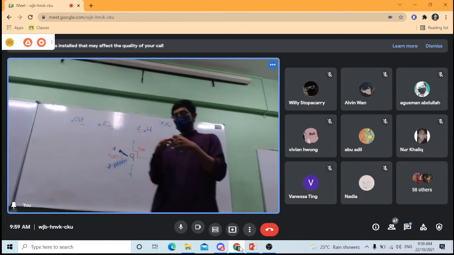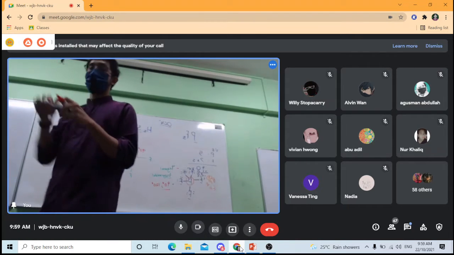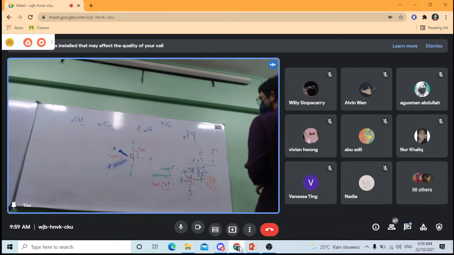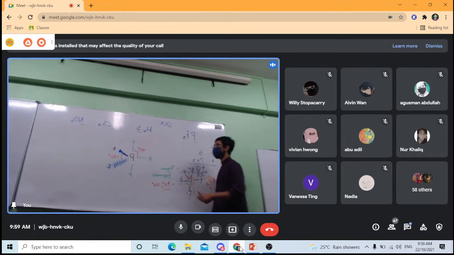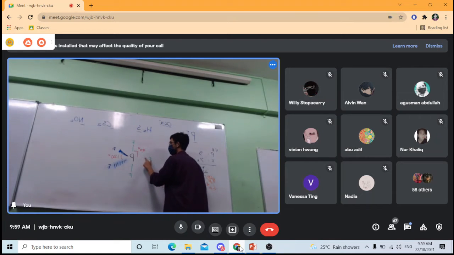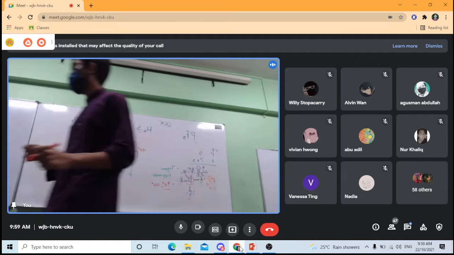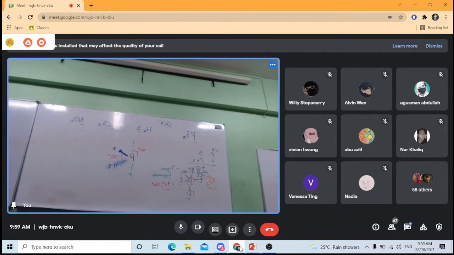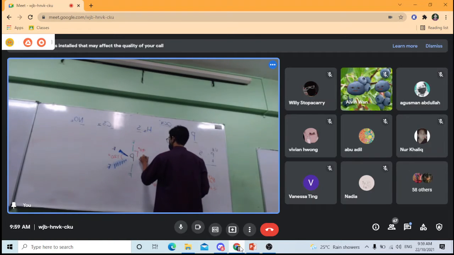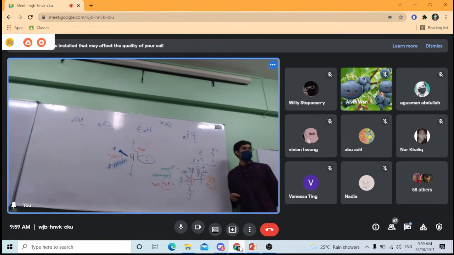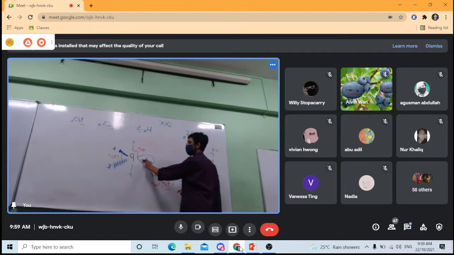I'm going to give you an example. Example: we replace this with a lone pair. What happens if we replace this with a lone pair? Okay, which angle changes? 120 degrees. Yes, the 120 degree angle should change.